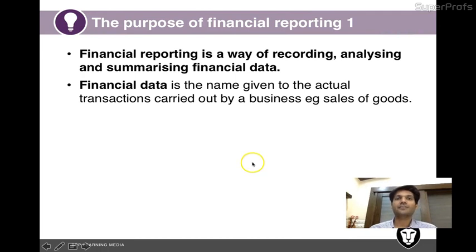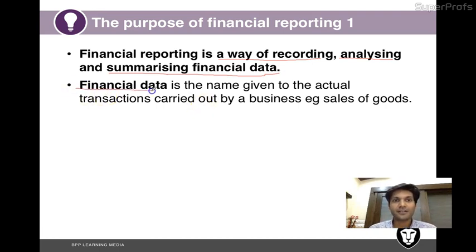First of all, what is meant by financial reporting? Why do we do it? Financial reporting is a way of recording the data. First you record it, then you analyze it, and then you summarize it in the form of the balance sheet and the profit and loss statements, so that we can understand the company's financial performance.